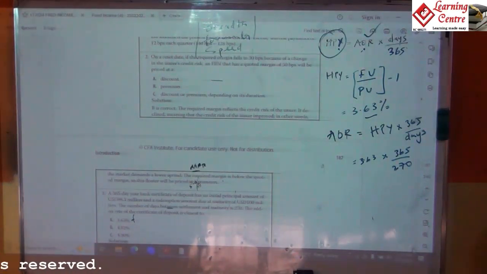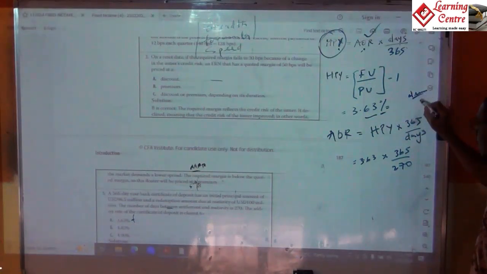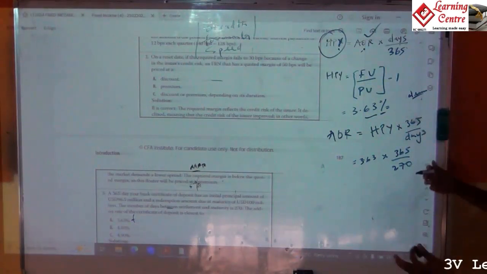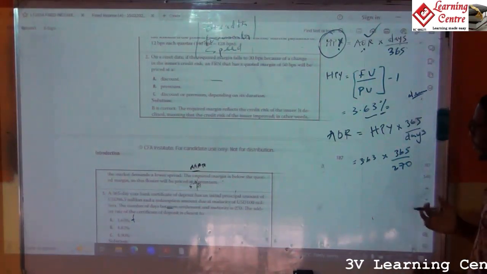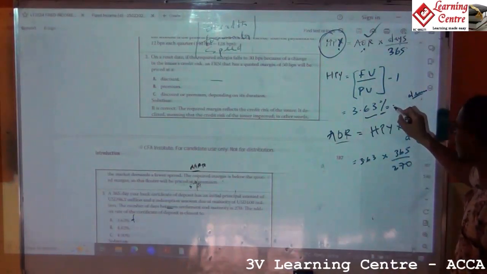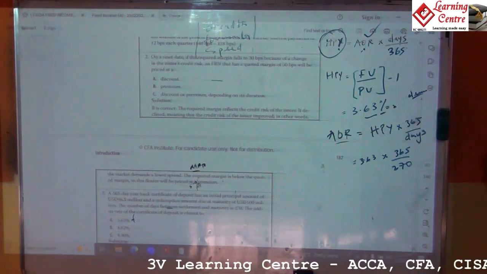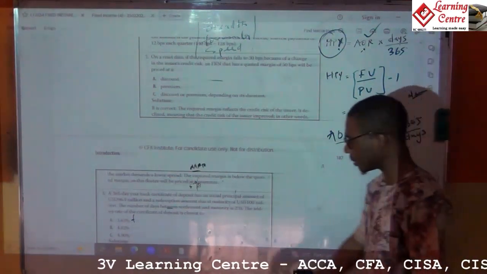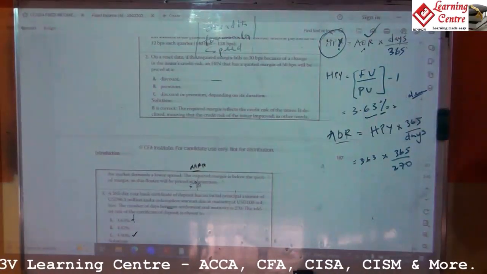What you got here is a de-annualized rate. It's a rate for just 270 days. Like I said, all rates are quoted on an annual basis, and that is what we are trying to do: annualize this de-annualized rate. So what do you get? 4.9. Exactly, and this is the answer, 4.9.